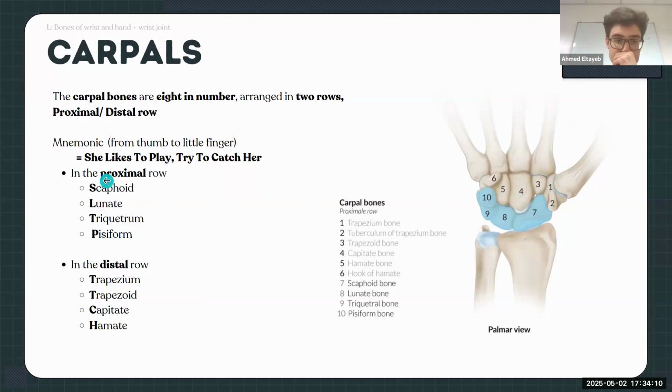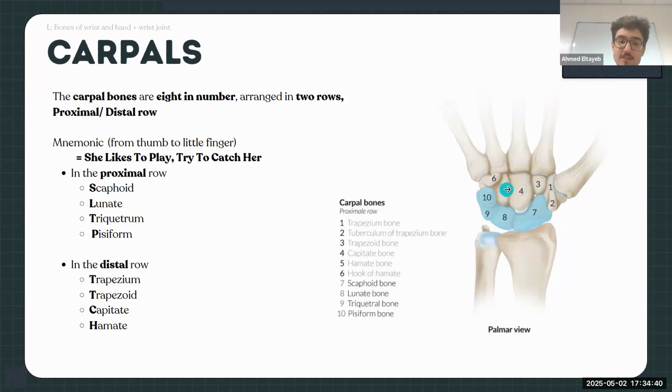We have 2 rows. We have a proximal row and a distal row. When we talk about the proximal row, from your thumb to your pinky, we have the scaphoid bone, the lunate bone, the triquetrum, and then the pisiform. Tamam? Which are numbered right here, 7, 8, 9, 10. And then if we go to the distal row, we're going to have our trapezium bone. Then we're going to have the trapezoid.